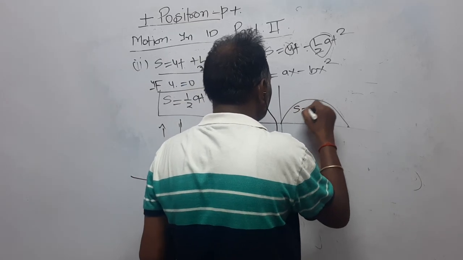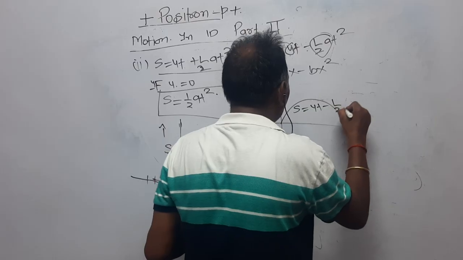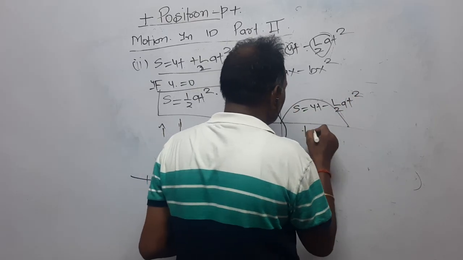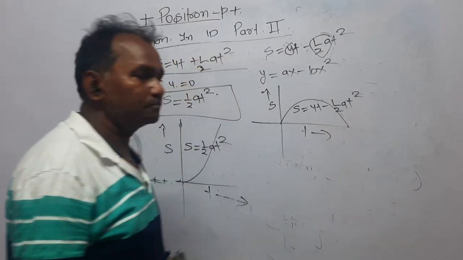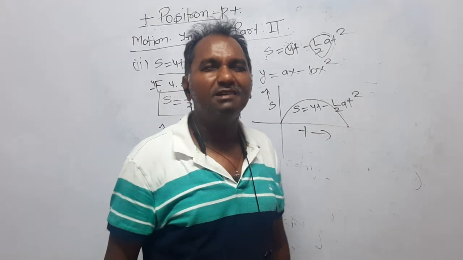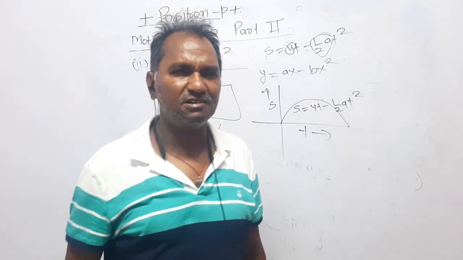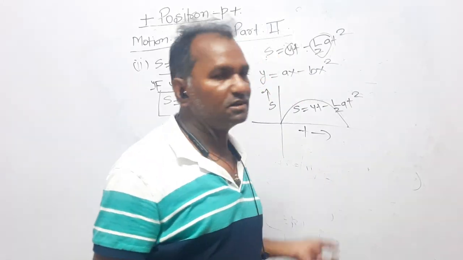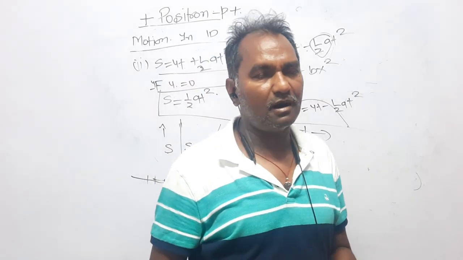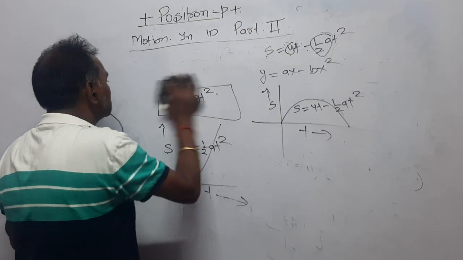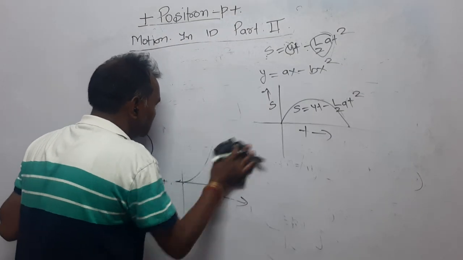So you can plot s equal to ut minus half at square, and on the ordinate it is displacement, on the abscissa it is time, right? In this way, you can plot the graph between s and t in different conditions. Like in the first equation of motion, I have plotted the 4 graphs. You can plot it. If there is a problem regarding my videos, do comment. I will try my best to solve. Now, dear students, let's move to the third equation.